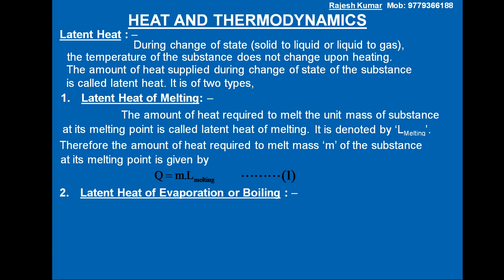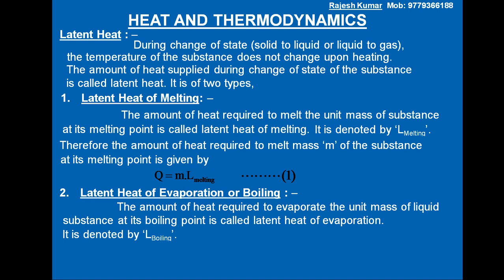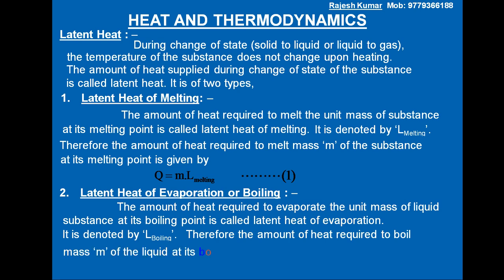Number 2, latent heat of evaporation or boiling. The amount of heat required to evaporate the unit mass of liquid substance at its boiling point is called latent heat of evaporation. It is denoted by capital L boiling. Therefore, the amount of heat required to boil mass m of the liquid at its boiling point is given by capital Q is equal to m into L boiling. Let it be equation number 2. So these are the two latent heats: latent heat of melting and latent heat of evaporation or boiling.